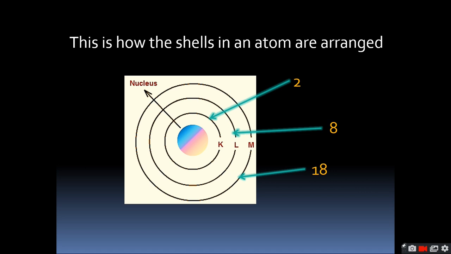Let's compare it to the solar system. The sun being the nucleus, the K shell, the orbit of Mercury, the L shell, the orbit of Venus, M shell of the Earth, N shell of Mars, and so on.